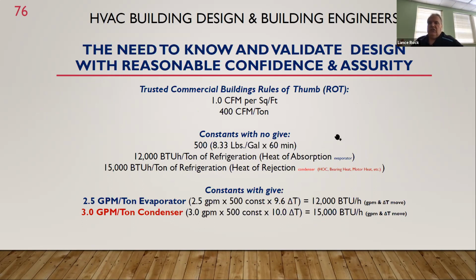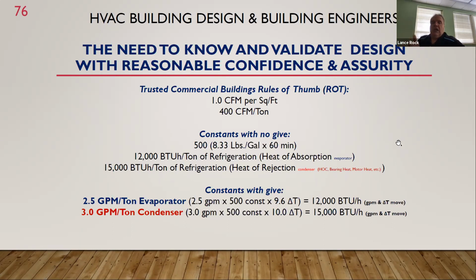Constants, there's no give in these constants: 12,000 BTU per ton and 15,000 BTU per ton. Constants with give are 2.5 GPM per ton and 3. And the give means if you increase your chilled water, then you're going to decrease your delta T, but it still has to maintain 12,000. So there is give in the GPMs and delta Ts, but it still will always equal 12,000.